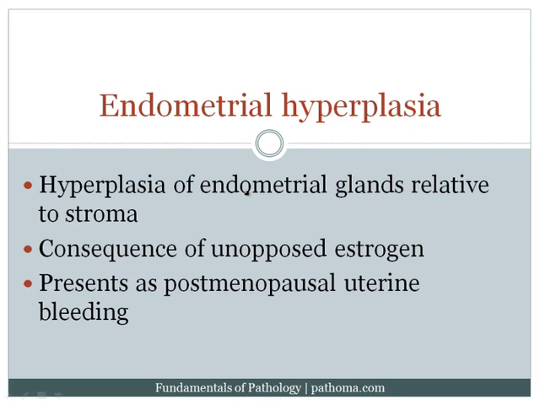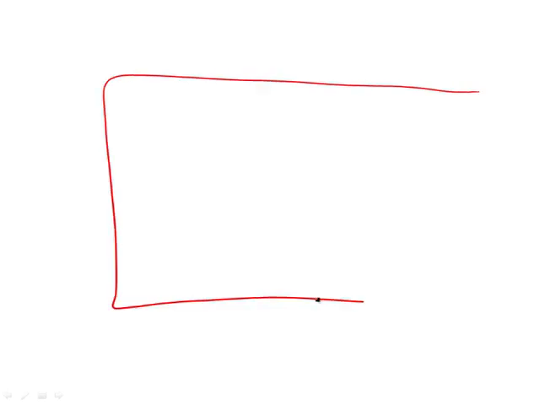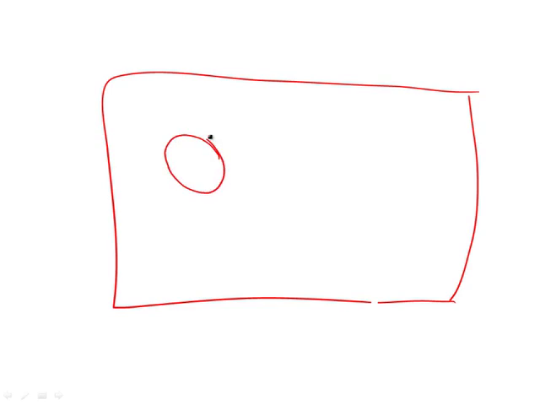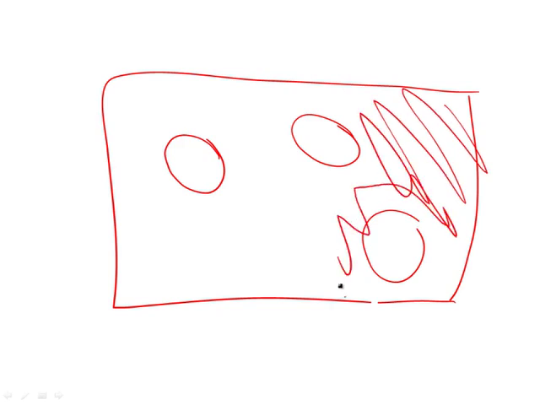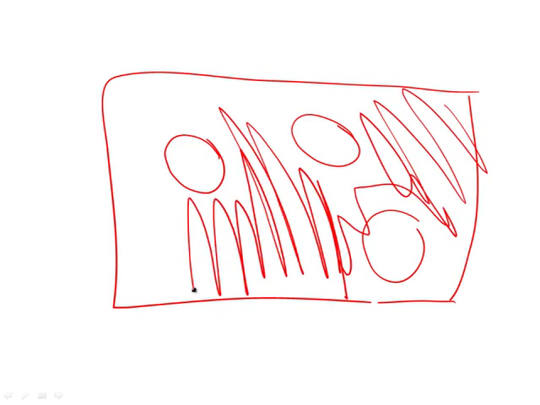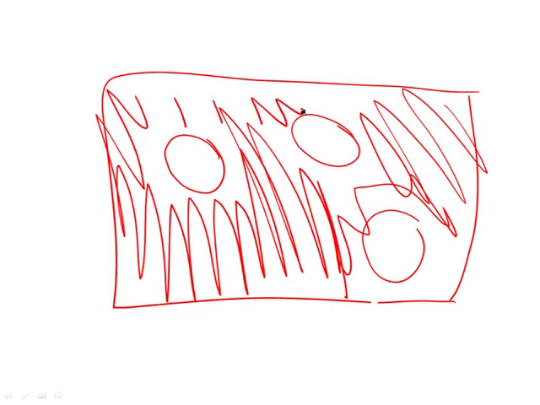Another lesion to be familiar with in the endometrium is called endometrial hyperplasia. This is hyperplasia of the endometrial glands relative to the stroma. Let's illustrate this. Let's pretend that we're looking at this on a slide. Now you'll recognize that when you look at a piece of endometrium, you might see some glands like here and here and here, and then the rest of what is present as white, all of this would actually represent stroma. This is the connective tissue that holds together the endometrium.